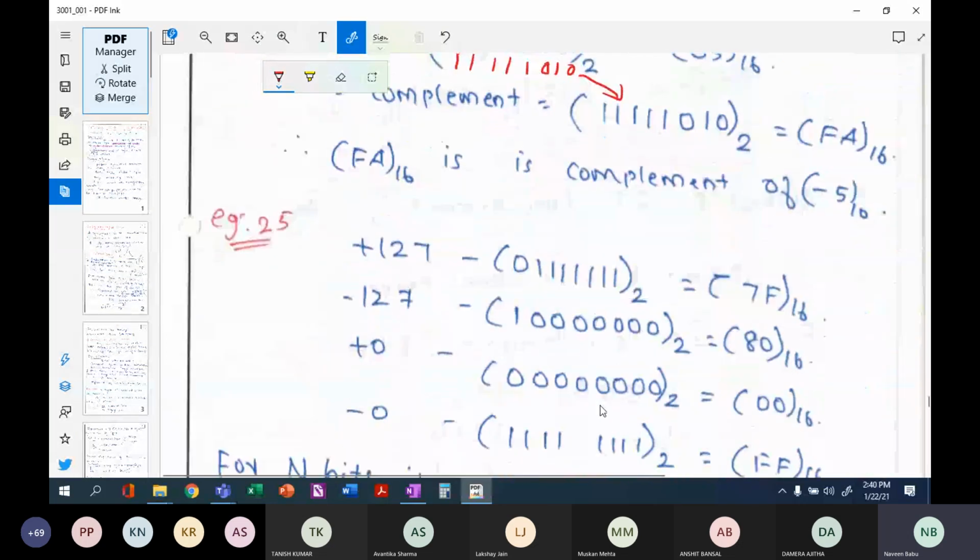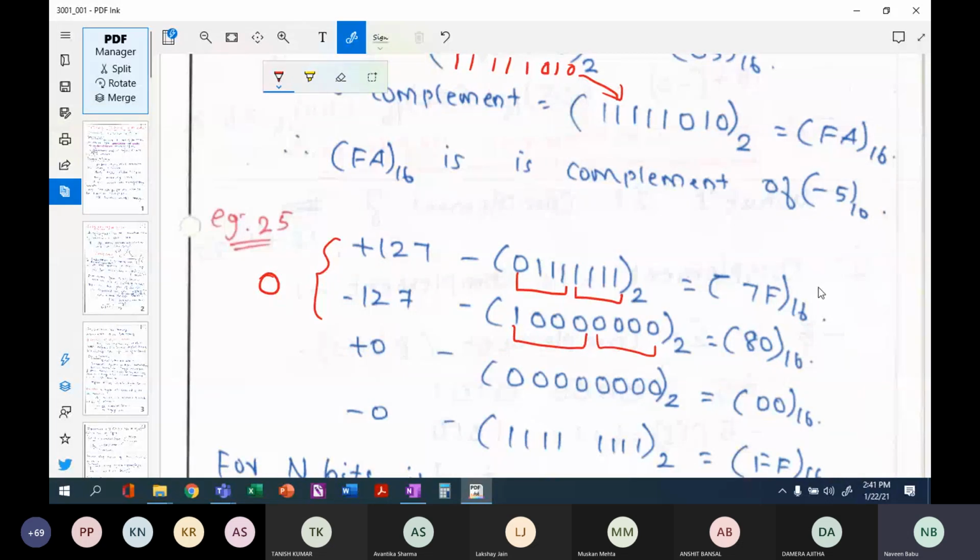Similarly, let us take one more example here. Plus 127 can be represented as 01111111, which is equivalent to 7F. Why 7F? This corresponds to 7 and this corresponds to F. Minus 127 corresponds to 8 and 0. So when you add, you will get FF. Okay, so you add these two things. What is plus 127 and minus 127 equal to? It should be equal to 0.